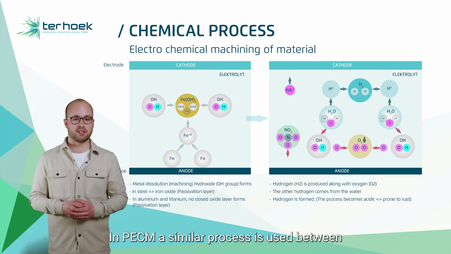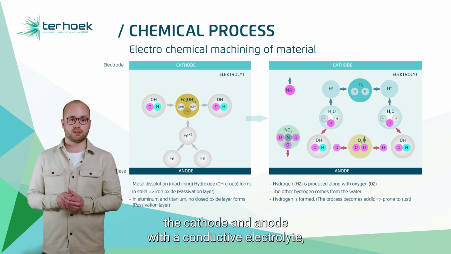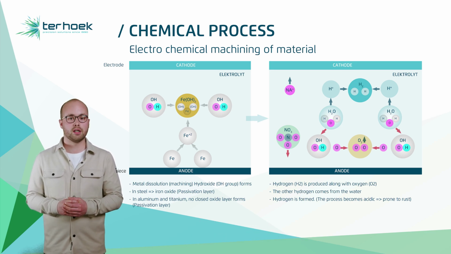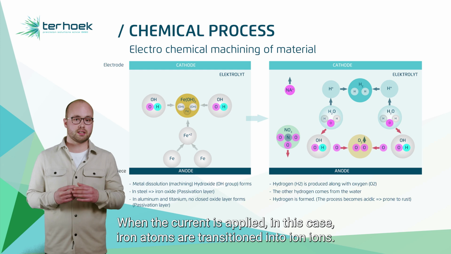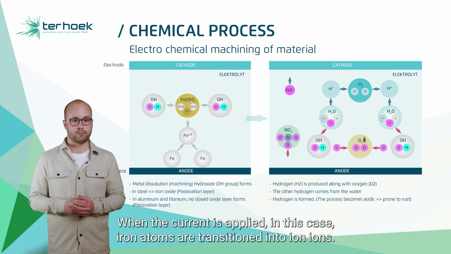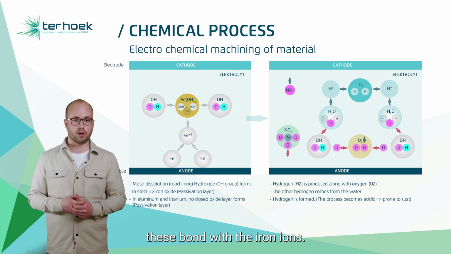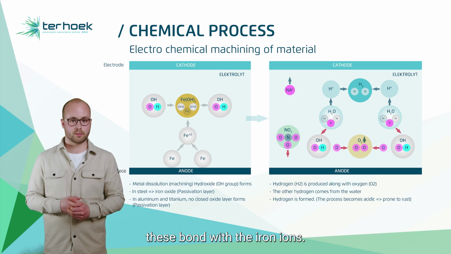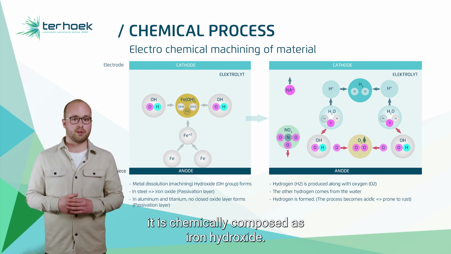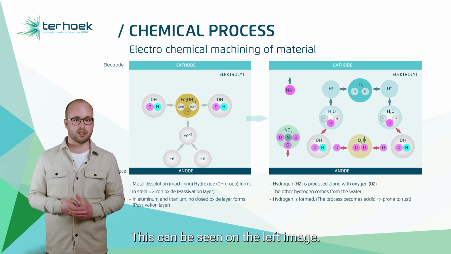In PECM, a similar process is used between a cathode and an anode, with a conductive electrolyte, in this case sodium nitrate, in between. When the current is applied, in this case iron atoms are transitioned into iron ions. Hydroxide groups are formed at the site of the anode. These bond with the iron ions. The removed material can be seen in the brown circle. It is chemically composed as iron hydroxide. This can be seen on the left image.